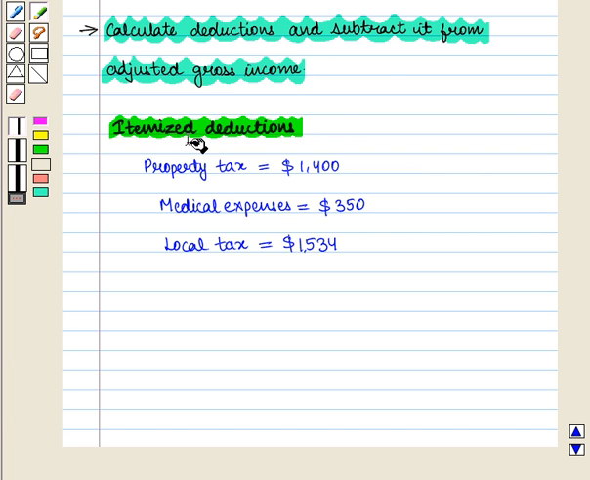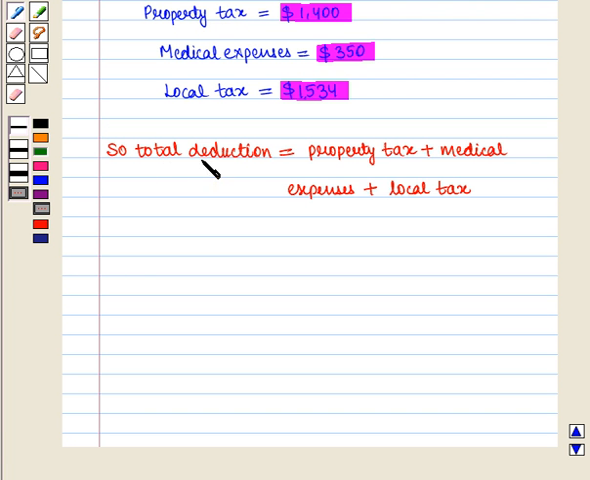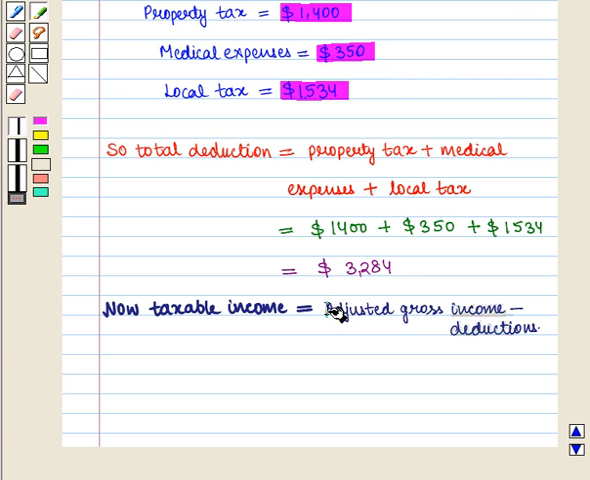Then, we shall calculate deductions and subtract it from adjusted gross income. Here we are given itemized deductions, and it is given that she paid property tax of $1,400. She also had medical expenses of $350 and she paid a local tax of $1,534. So total deduction will be given by property tax plus medical expenses plus local tax, and this is equal to $1,400 plus $350 plus $1,534. This is equal to $3,284.